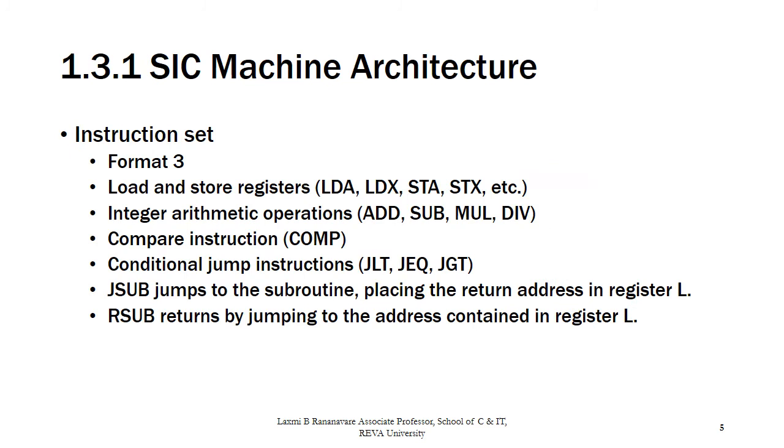Now we are going to see the instruction set. What are the different kinds of instructions we have for this SIC machine architecture? As we said, the instruction length is 3 bytes, which means each instruction is a format 3 instruction for this SIC architecture. There are different kinds of instructions.